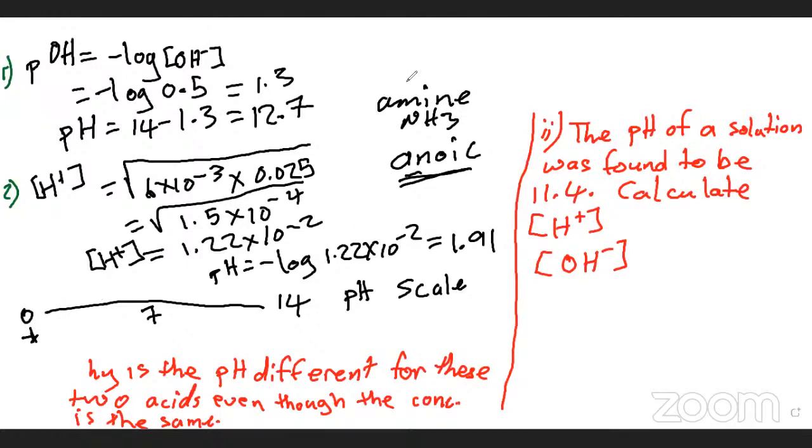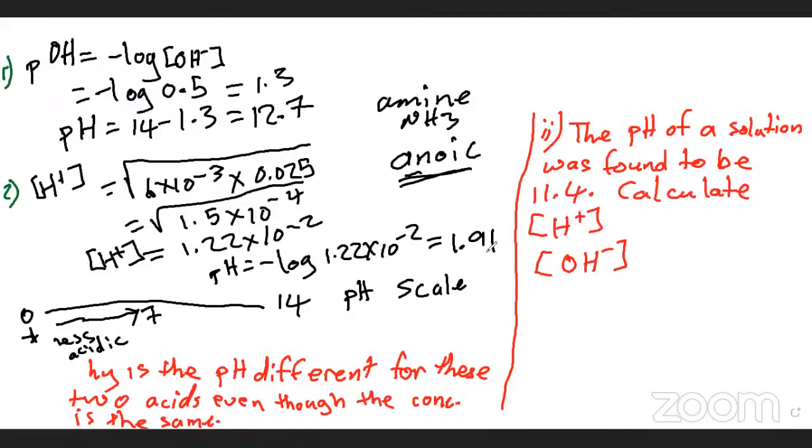All right. Higher pH, as the pH is increasing, it is getting less acidic. All right. So your explanation was good. It's just that you switched it around. The pH will be lower for the strong acid.